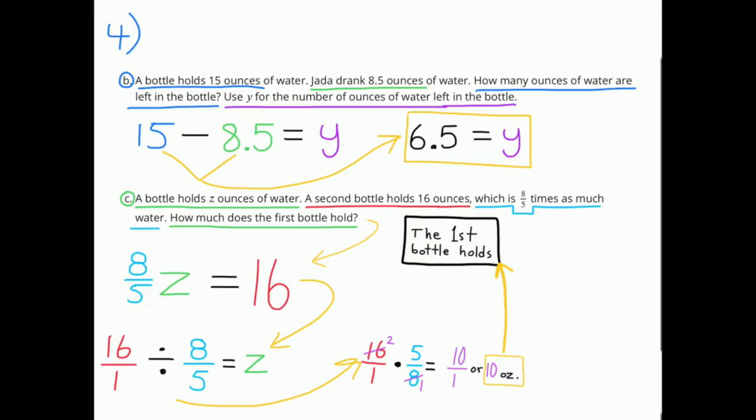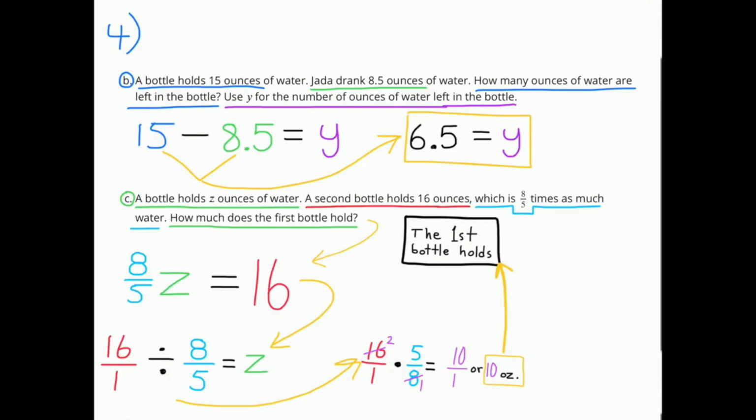B. A bottle holds 15 ounces of water. Jada drank 8 5/10 ounces of water. How many ounces of water are left in the bottle? Use Y for the number of ounces of water left in the bottle. 15 ounces in the bottle minus 8 5/10 ounces that Jada drank will give you Y, the number of ounces that are left in the bottle. 15 minus 8 5/10 equals 6 5/10. So there are 6 5/10 ounces of water left in the bottle.